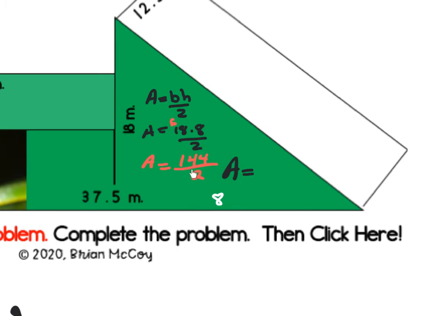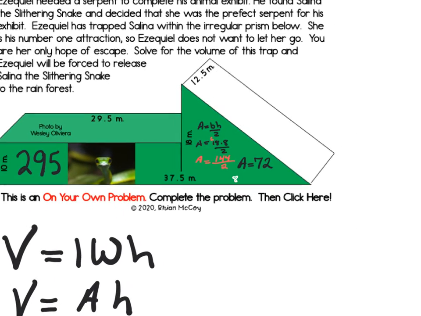Well, the 2 will go into the 140 70 times, and 2 goes into 4 2 times. So half of 144 is going to give you 72. And that's going to be meters squared. But we're not concerned about that because we're actually going for volume.